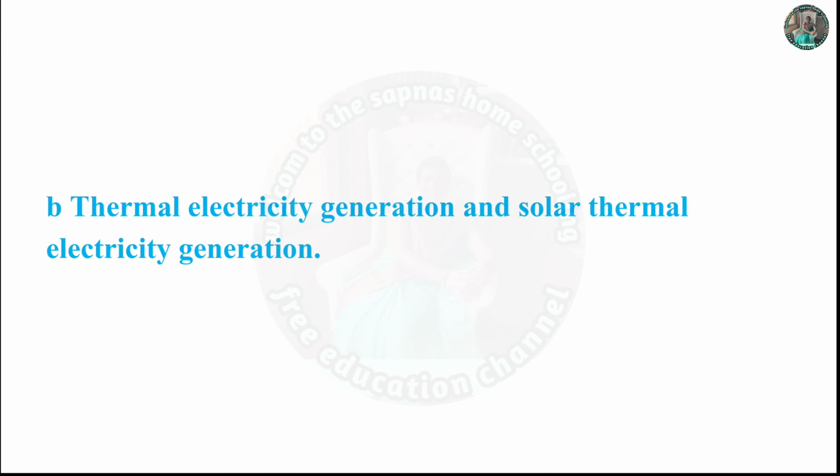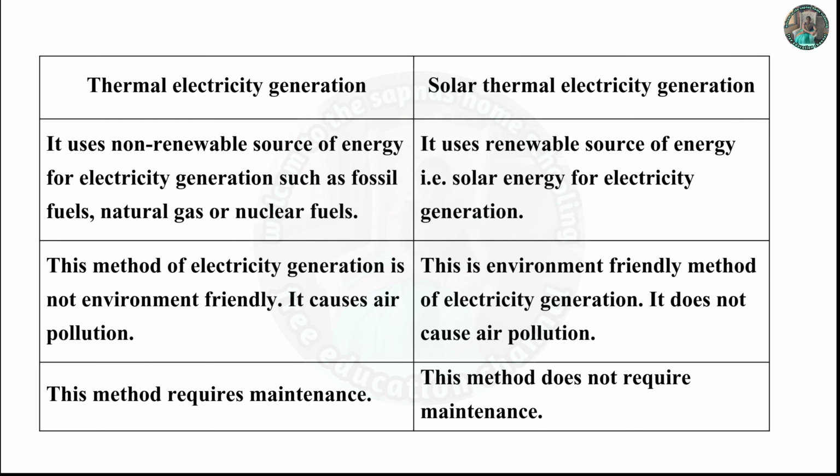B. Thermal electricity generation and solar thermal electricity generation. Thermal electricity generation, it uses non-renewable sources of energy for electricity generation such as fossil fuels, natural gas, or nuclear fuels. This method of electricity generation is not environment friendly. It causes air pollution. This method requires maintenance. Solar thermal electricity generation, it uses renewable sources of energy. Example: solar energy for electricity generation. This is an environment friendly method of electricity generation. It does not cause air pollution. This method does not require maintenance.